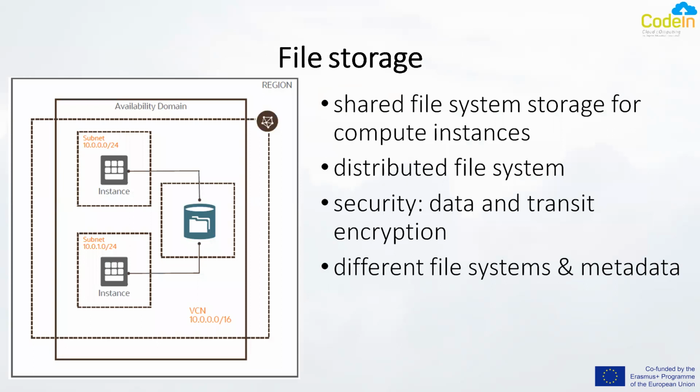In a nutshell, how does file storage work? As you can see in the picture, you have a single data center in a cloud region. You have a couple of compute instances. They are all talking to the shared file system, and that is your file storage service. It has shared storage for compute instances. Currently, NFS version 3 is a distributed file system standard.